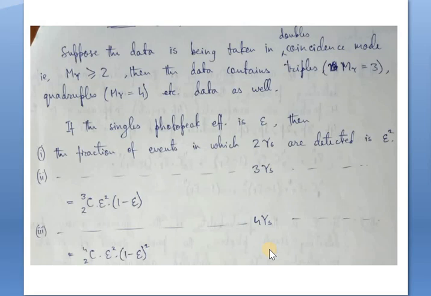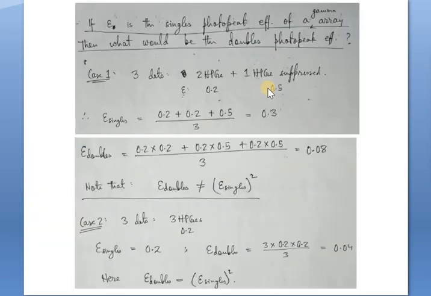Suppose the data is being taken in doubles coincidence mode. This is how we write double coincidence mode: M gamma is greater than or equal to 2. Then remember, this data will contain triples events as well, and quadruple events as well. What do we mean by that? I will show you.